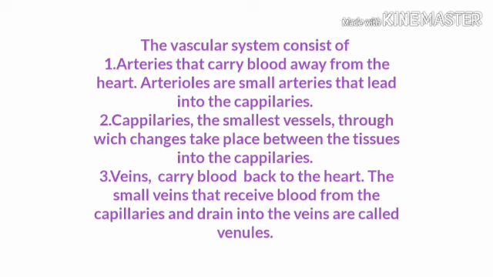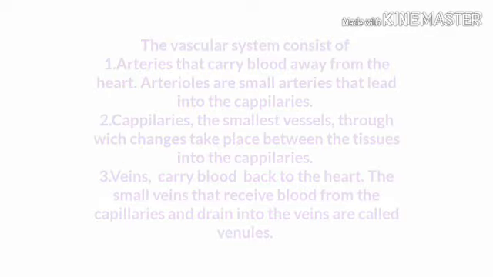The vascular system consists of, number 1, arteries. They carry blood away from the heart. Arterioles are small arteries that lead into the capillaries. Number 2, we have capillaries, the smallest vessels through which exchange takes place between the tissues and the blood. Number 3, we have veins that carry blood back to the heart. The small veins that receive blood from the capillaries and drain into the veins are called venules.